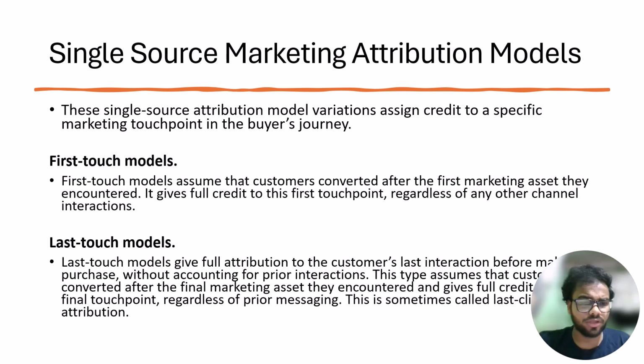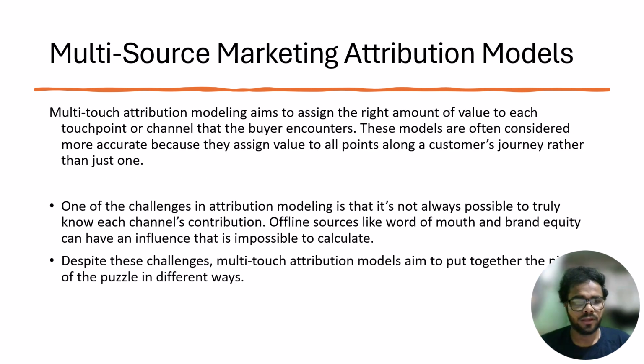Okay, so that was a little bit about single source marketing attribution. Let's know more about the multi-source marketing models, because there are somewhere around 6 types of models in multi-source marketing attribution. So let's jump into that. The multi-source marketing attribution model basically aims to assign the right amount of value to each touch point or channel that the buyer encountered during their entire buyer journey, from their first touch point to their last touch point before the purchase happened on the website.